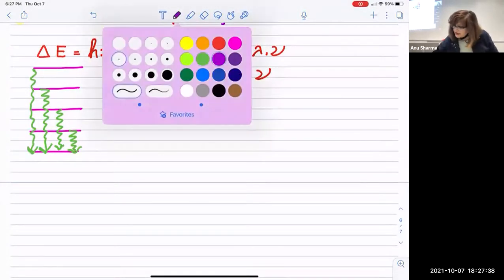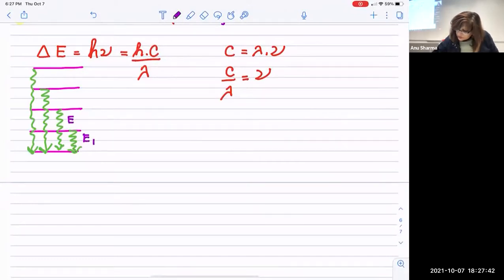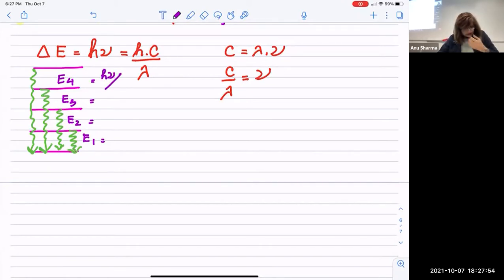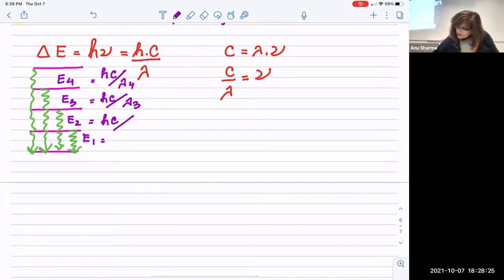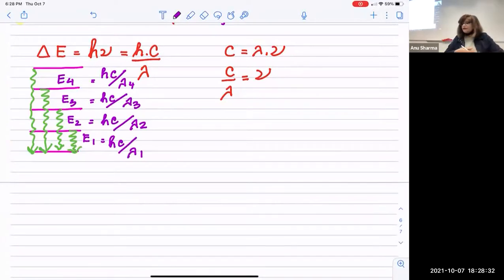Okay, so this would be energy level 1, energy 1, energy 2, energy 3, and energy 4. And what are their values then? The values are every time hc over the wavelength: hc over lambda 4, hc over lambda 3, hc over lambda 2, hc over lambda 1. Okay, so wavelength 1, 2, 3, 4.